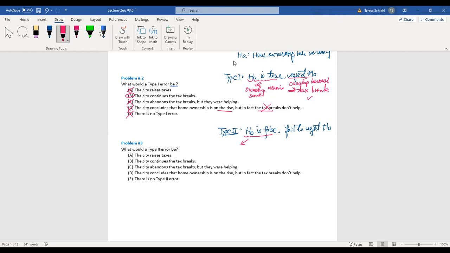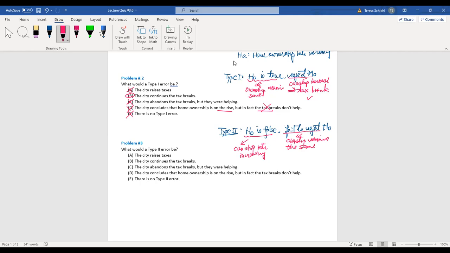H0 is false. H0 is ownership remains the same. That is false. So the ownership rate is not the same, right? So it's increasing. And we fail to reject, that means we will think the ownership remains the same. Right? So let's say if it's remaining the same, then what do we do?